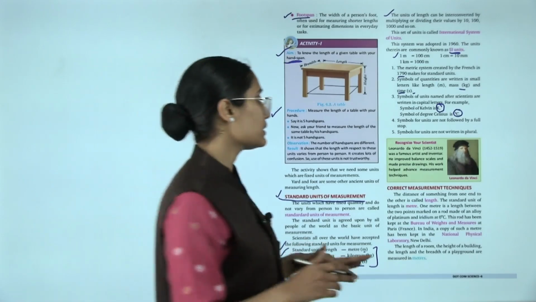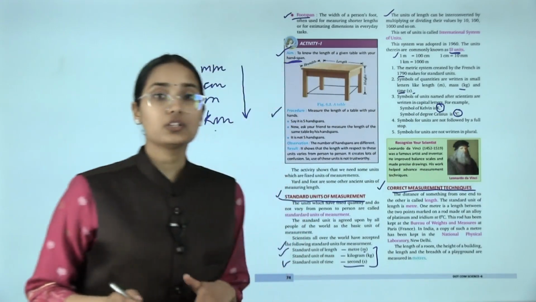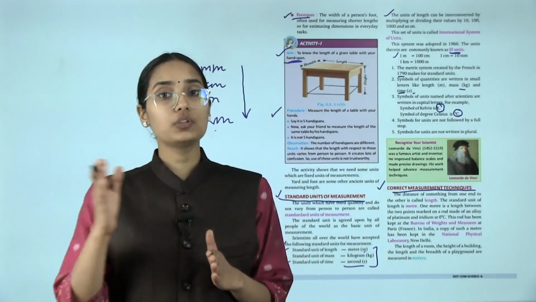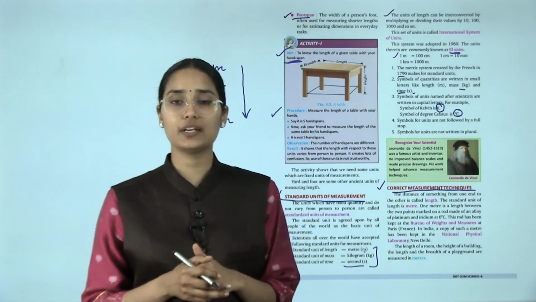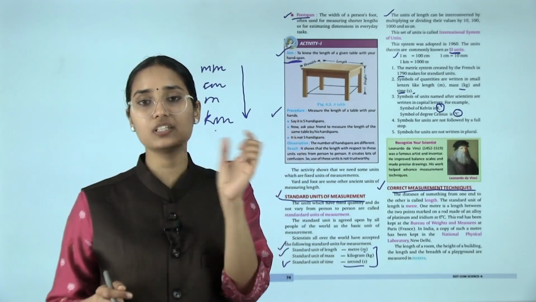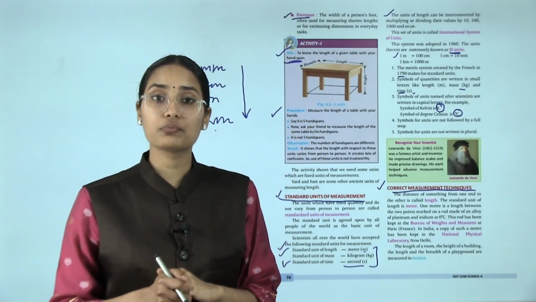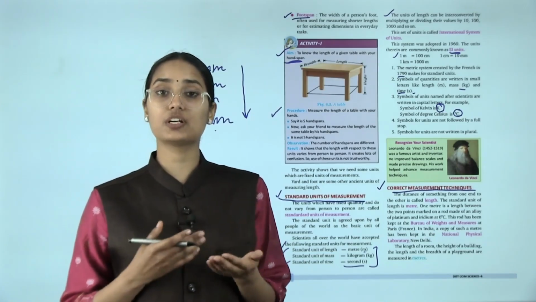Now let us understand the correct measurement techniques. The distance of something from one end to the other end is called length, right. We talked about it in the beginning of this chapter. For example, Delhi to Mumbai, we are talking about the length between these 2 points. So the standard unit of length is meter, right. So the distance can be measured in meter.